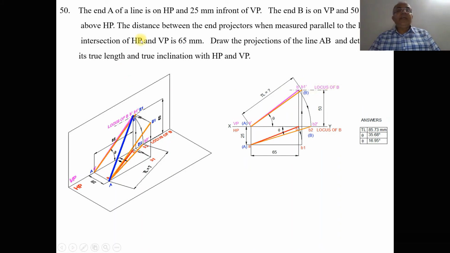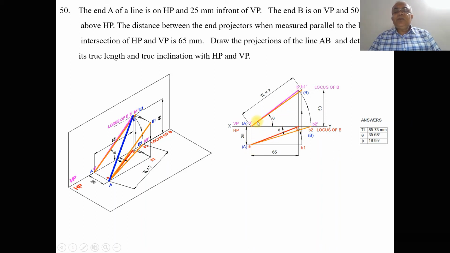As we know, the distance between the end projectors is 65 mm. So from the projector A, you measure 65 mm and draw a vertical projector so that you get the locus of B in the front view here and the locus of B in the top view here. You mark this point as B dash and this point as B. Then join A dash B dash with a dark line and also AB with a dark line.